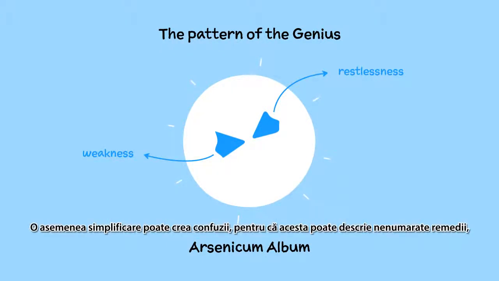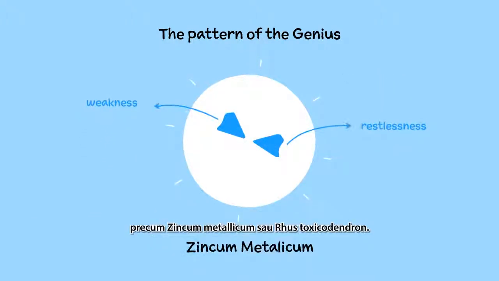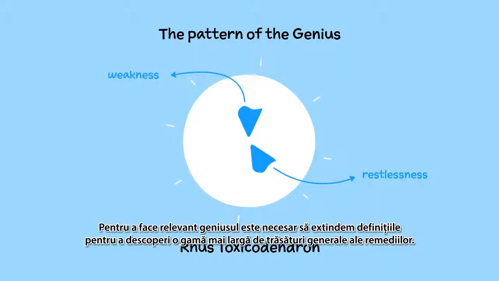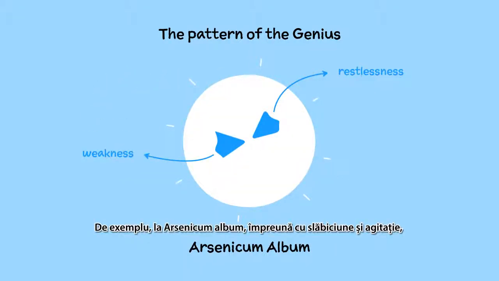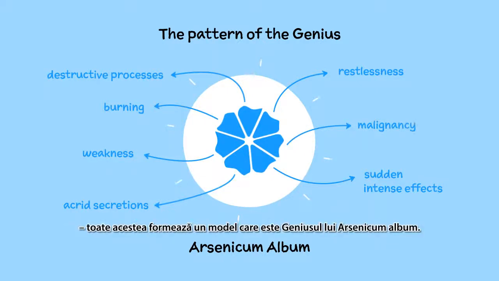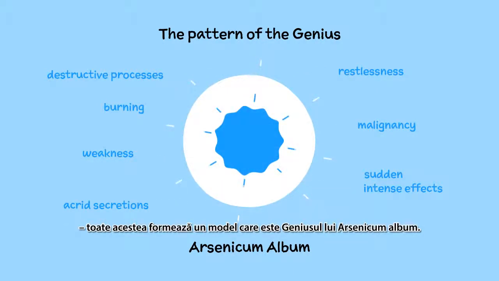However, such an oversimplified expression can create confusion because such a genius would describe several other remedies like zincum metallicum and rus toxicodendron. In order to make the genius relevant, we need to expand its expression to reveal the larger pattern of general traits of the remedy. For example, in arsenicum album, along with weakness and restlessness, we have burning, sudden intense effects, acrid secretions, destructive processes, and malignancy. Altogether, these form the pattern which is the genius of arsenicum album.